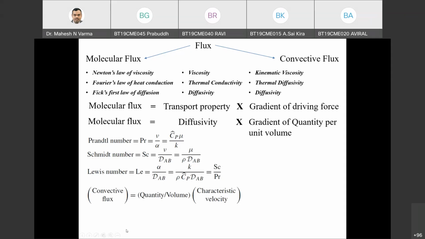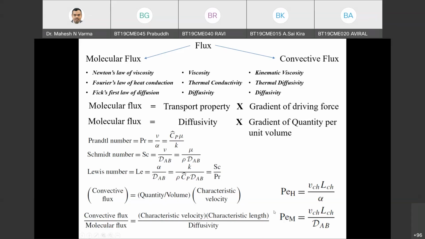Then what we have done? We introduced the convective flux. The characteristic velocity is an integral part of this convective flux, and this will be quantity per unit volume. Now we took the convective flux divided by molecular flux and rearranged this. The gradient of quantity per unit volume has a unit of quantity per unit volume per unit length. So it gives characteristic velocity times characteristic length divided by diffusivity. This is what we discussed about convective flux. So we got the Peclet number for heat transfer, V_CH divided by alpha diffusivity, and the Peclet number for mass transfer.